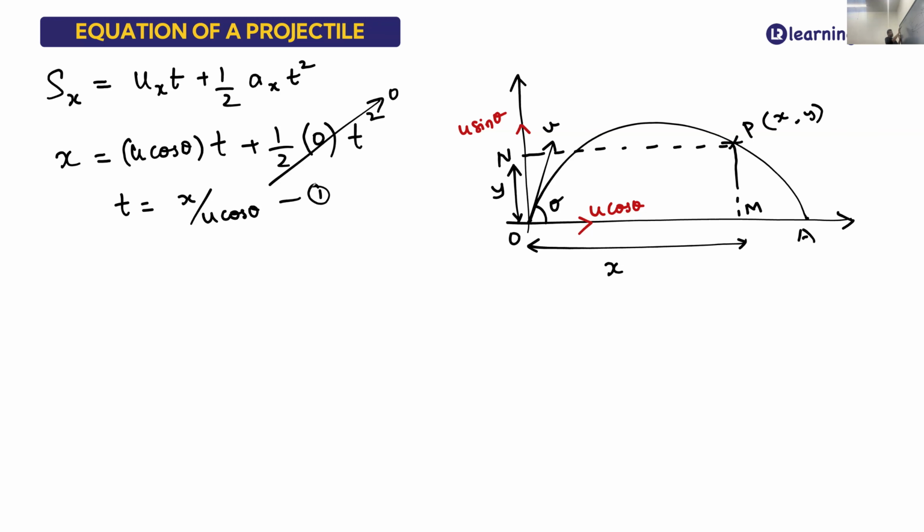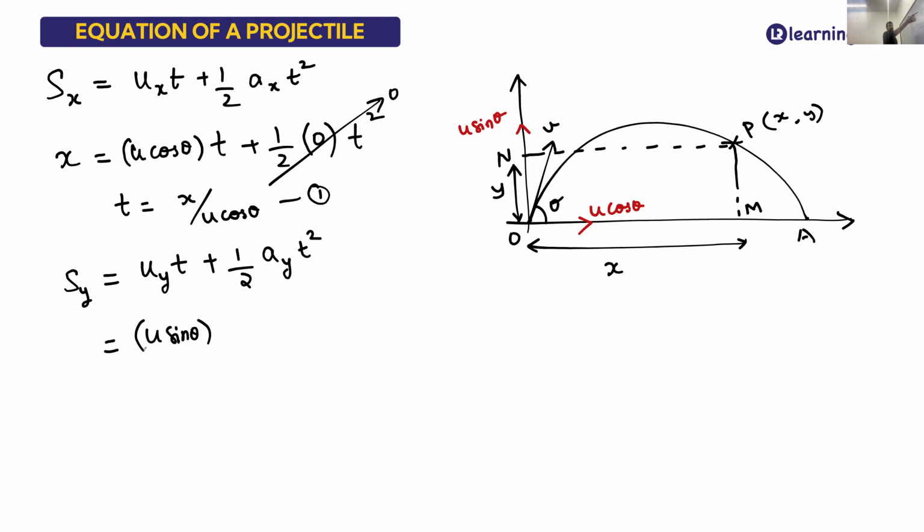Now, if I apply the same formula along y direction, displacement of the particle along y direction is equal to initial velocity of the particle along y direction into t plus half into acceleration along y direction into t square. Is that clear? So what is going to be the initial velocity along y direction? u sin theta. So it is upward. Upward is considered to be positive. So it is going to be u sin theta multiplied with, in the place of time, can I substitute this?